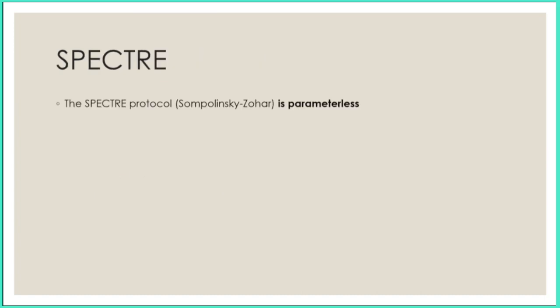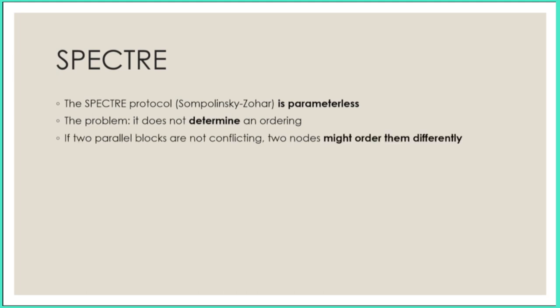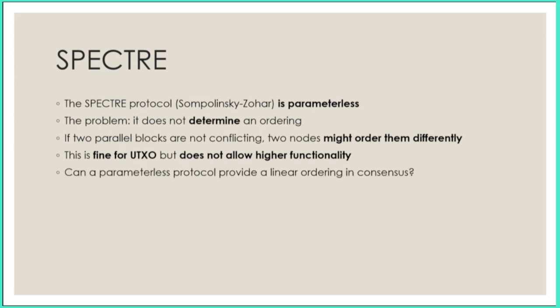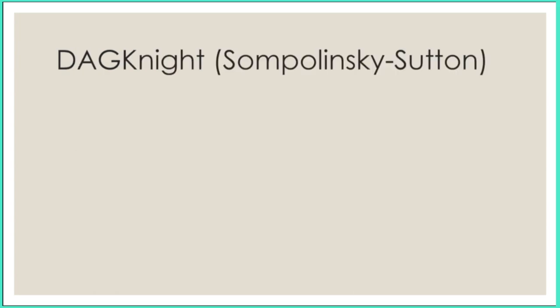And the first parameterless protocol, as I said, was the Spectre protocol, devised by Sompolinsky and Zohar. And as I said before, it's parameterless. It's a beautiful protocol, but it does not give us a full ordering, and this does not allow any higher functionality, and therefore it's prohibitive, because we do want to provide smart contracts or at least an abstract accounts model at some point, and you can't do this on Spectre.